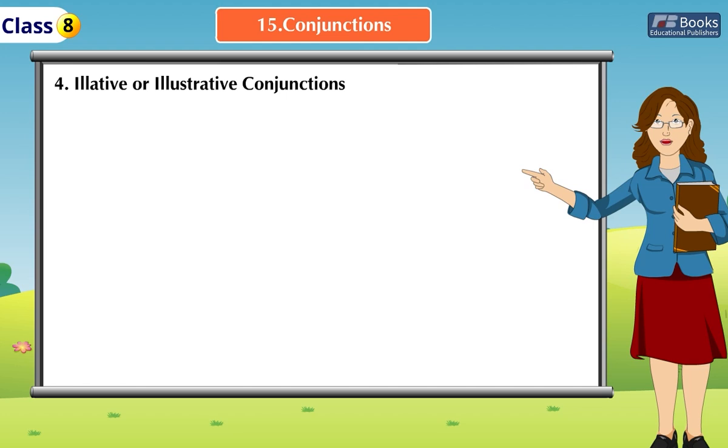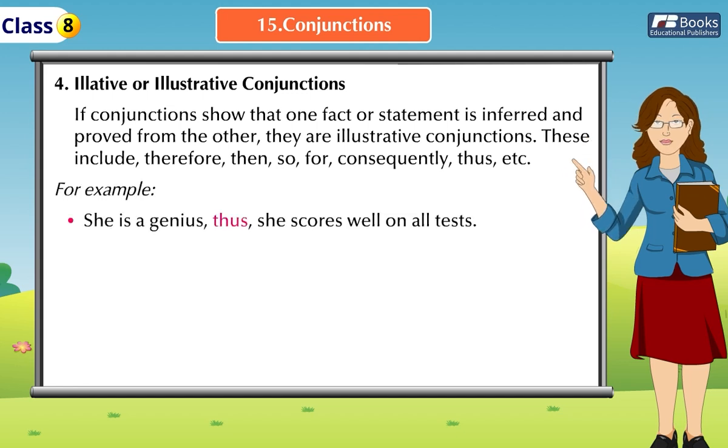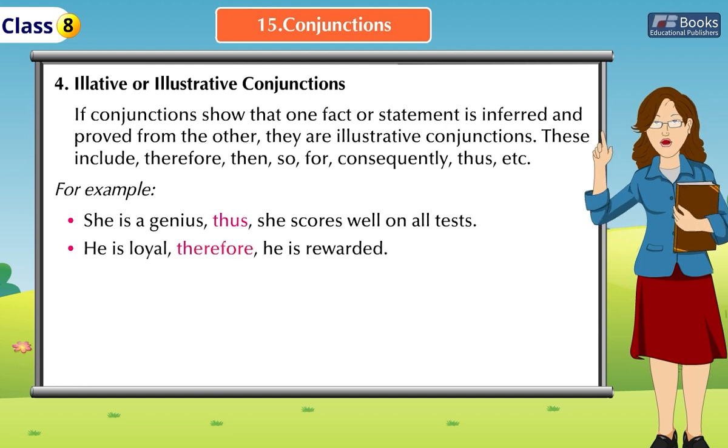Fourth, illative or illustrative conjunctions. If conjunctions show that one fact or statement is inferred and proved from the other, they are illustrative conjunctions. These include therefore, then, so, for, consequently, thus, etc. For example, she is a genius, thus she scores well on all tests. He is loyal, therefore he is rewarded.